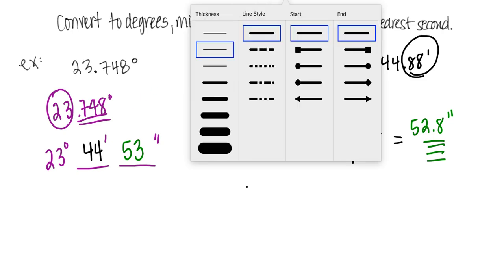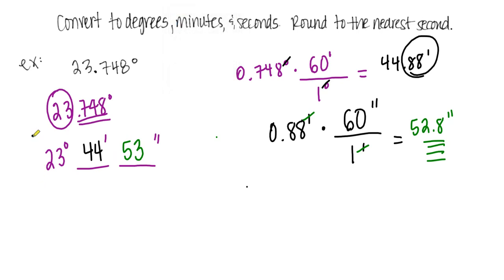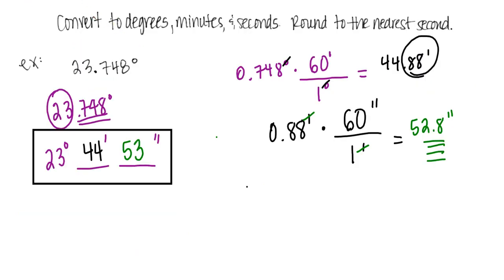Let's use my shape recognition pen. 23 degrees, 44 minutes, 53 seconds. So now hopefully you've got a good idea of how to convert from degrees, minutes, seconds to decimals, and then decimals to degrees, minutes, seconds.